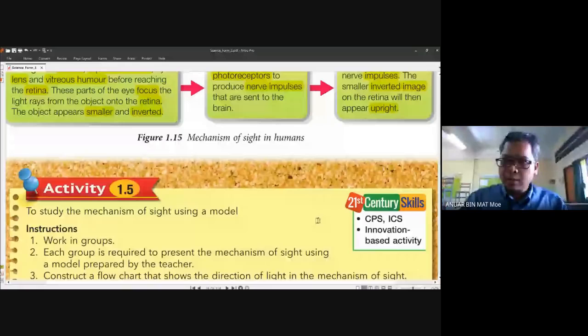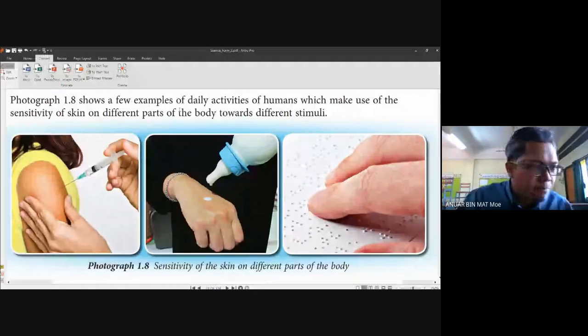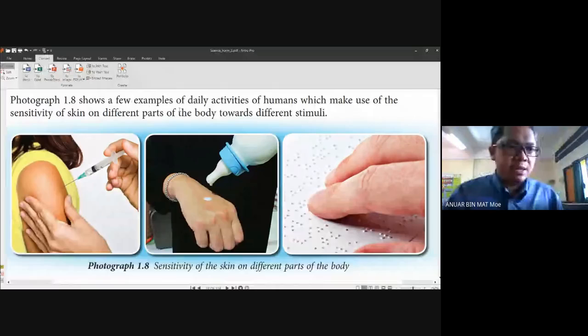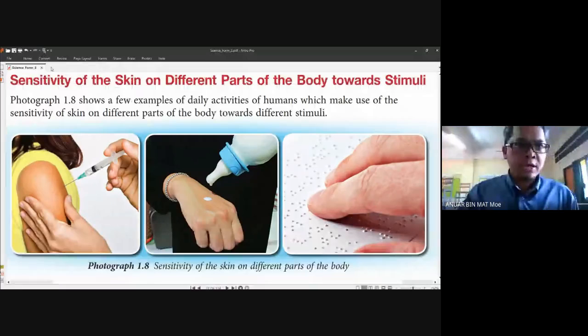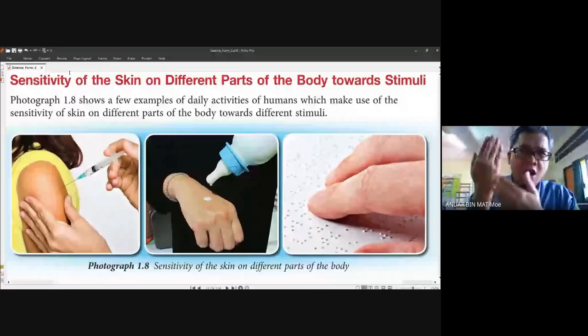Eyes mechanism. This one I will skip. Okay. Next one. Next one is sensitivity of the skin on different parts of the body towards stimuli. Okay. Number one, how we hear. Number two, how we see. And then number three, the sensitivity of the skin towards stimuli.